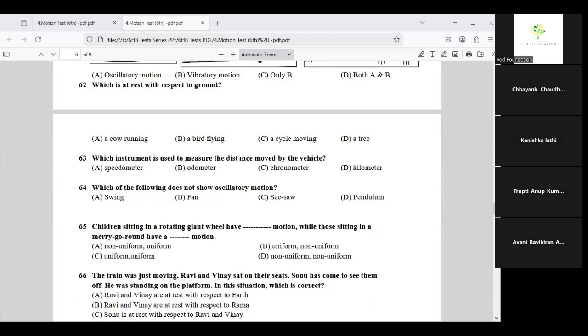63. Which instrument is used to measure the distance moved by a vehicle? Distance is measured using odometer. Option B is correct.